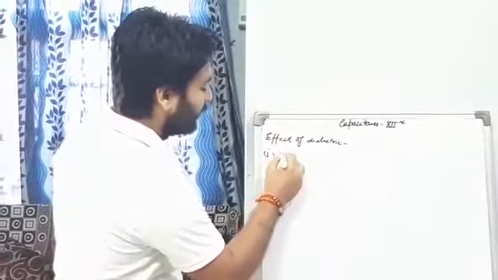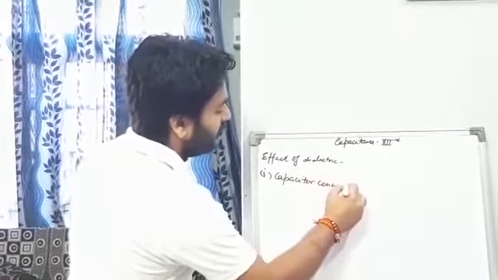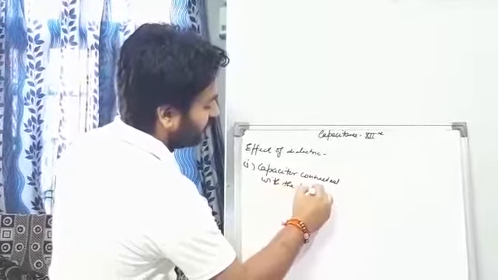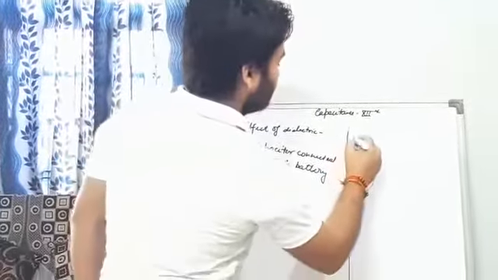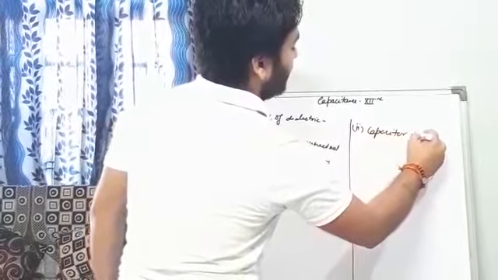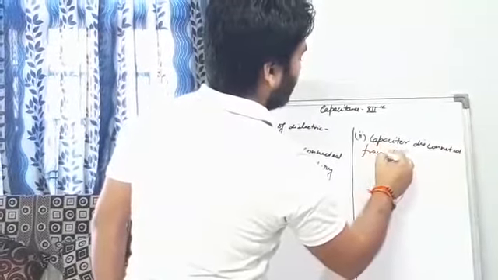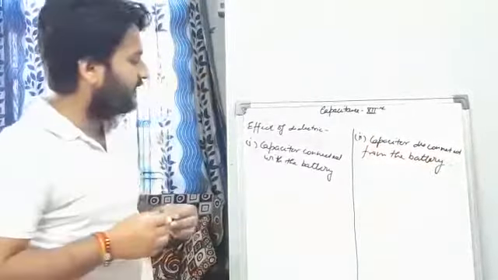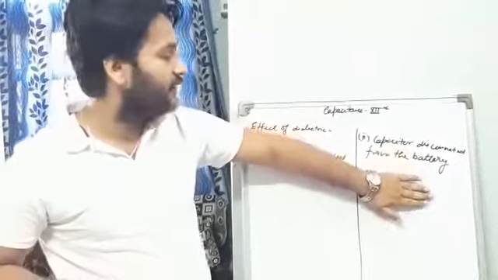First part, when the capacitor is connected with the battery. This will be the first part, and the second part will be when the capacitor is disconnected from the battery. Disconnected from the battery means that in the first case the capacitor will be connected with the battery, and in this case the capacitor will not be connected with the battery.